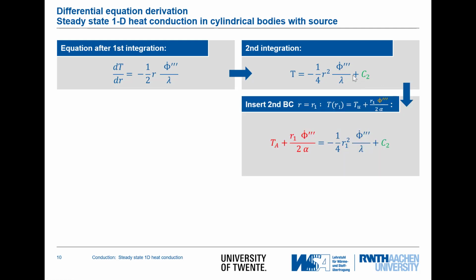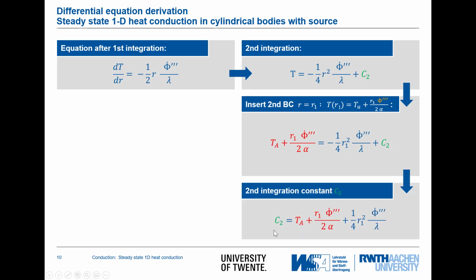To calculate the second integration constant, we of course need to include our boundary condition, and let's assume that we have this boundary condition where at the radius R the temperature is the ambient temperature plus the radius times the volumetric heat source divided by 2 times the heat transfer coefficient. If we do so, we can rearrange this and obtain a second integration constant, which depends linearly on the temperature TA and of course on the heat flux that is generated inside the body.